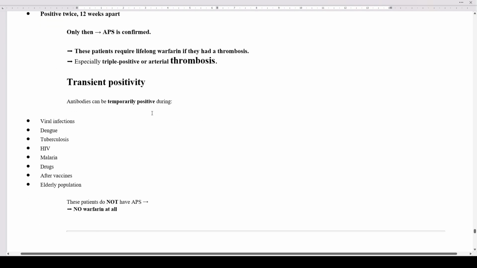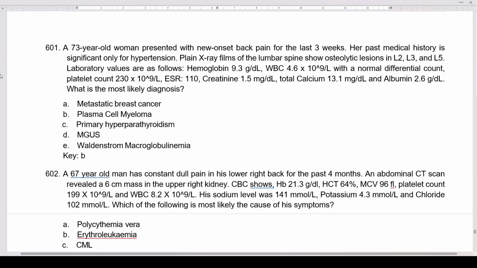Okay, next is a 73-year-old woman presented with new onset back pain for the last 3 weeks. Her medical history is significant only for hypertension. X-ray of the lumbar spine shows osteolytic lesions in the L2, L3, L5 region. Lab values are as follows: hemoglobin is 9.3, WBC 4.6 with a normal differential count. The platelet count is 230, ESR is 110.